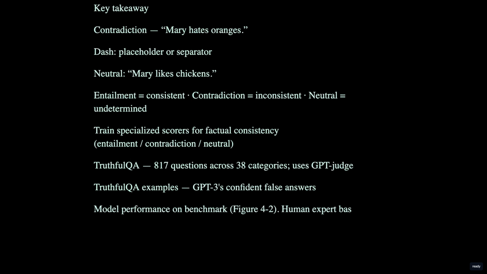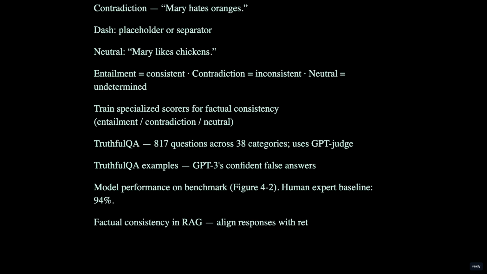Figure 4.2, reproduced from GPT-4's 2023 technical report, plots the scores of several models on this benchmark. Compare those model scores to the Truthful QA human expert baseline of 94% to judge how close models come to expert-level performance. Retrieval Augmented Generation, RAG, systems pull relevant documents from external sources to expand the model's context. The generated answer must accurately reflect that retrieved context. If it contradicts or invents facts, it fails the key evaluation criterion of factual consistency, a major topic in Chapter 6.